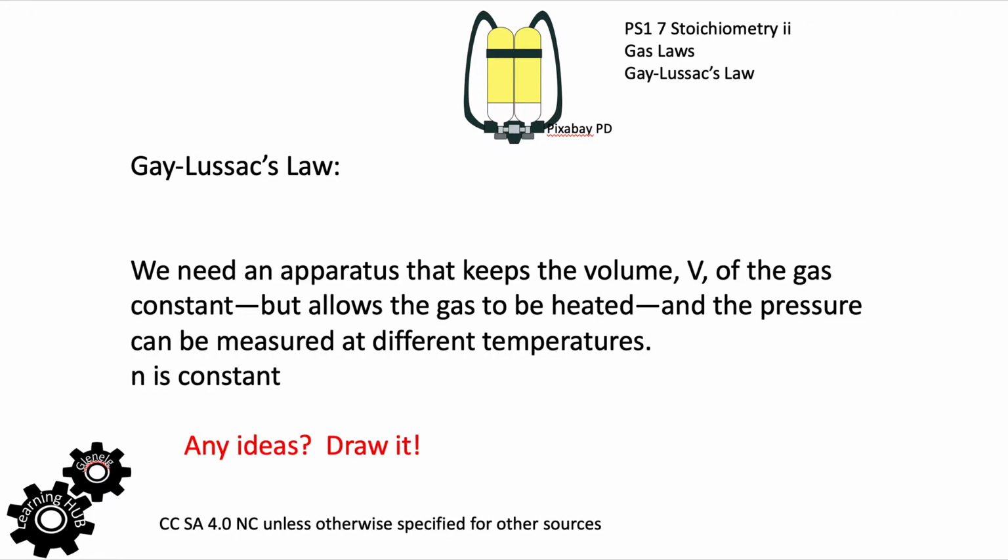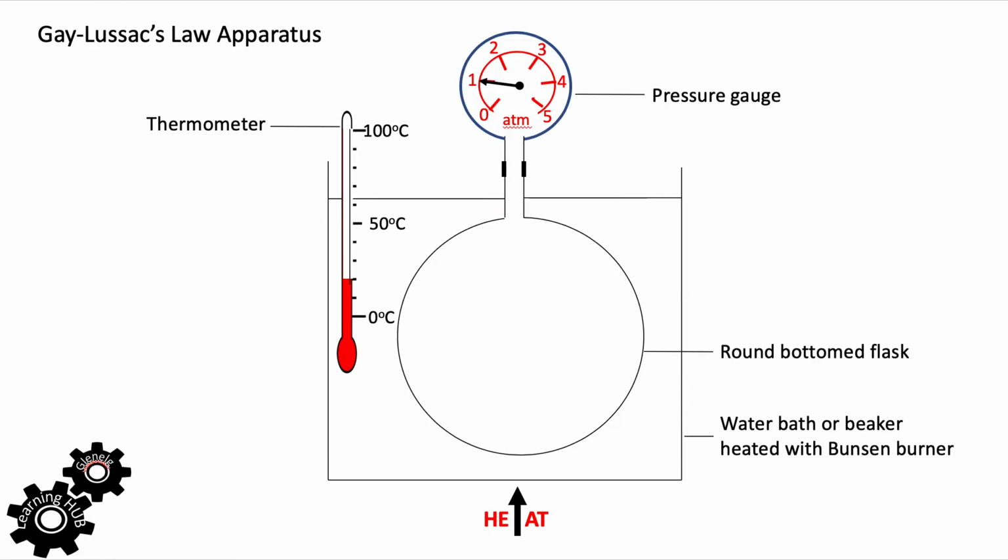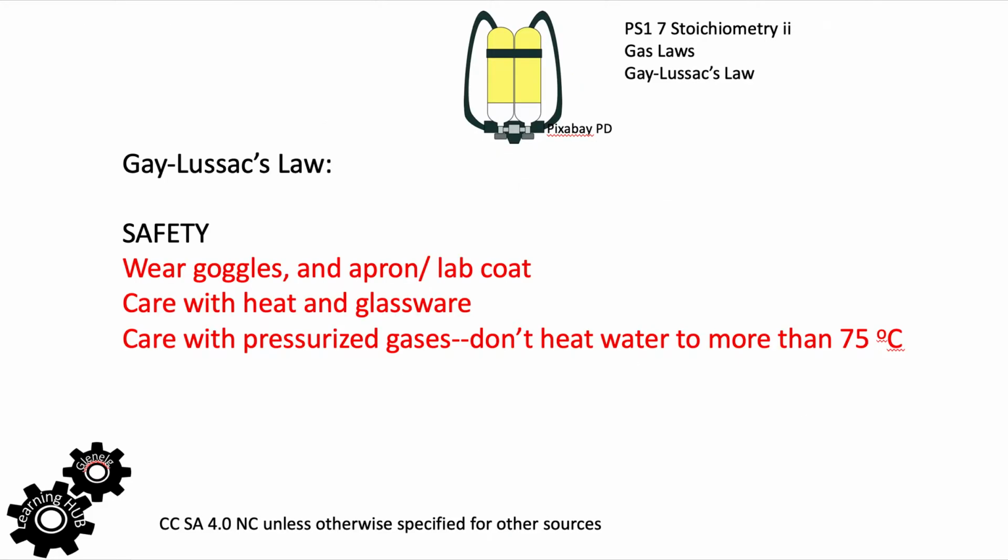So we need an apparatus that keeps the volume of the gas constant, but allows the gas to be heated and its pressure measured. So pause here, put down your ideas, draw what you think might work. Here's one idea: a round bottom flask with a pressure gauge on top and a water bath or a beaker with water and a Bunsen burner to heat the water.